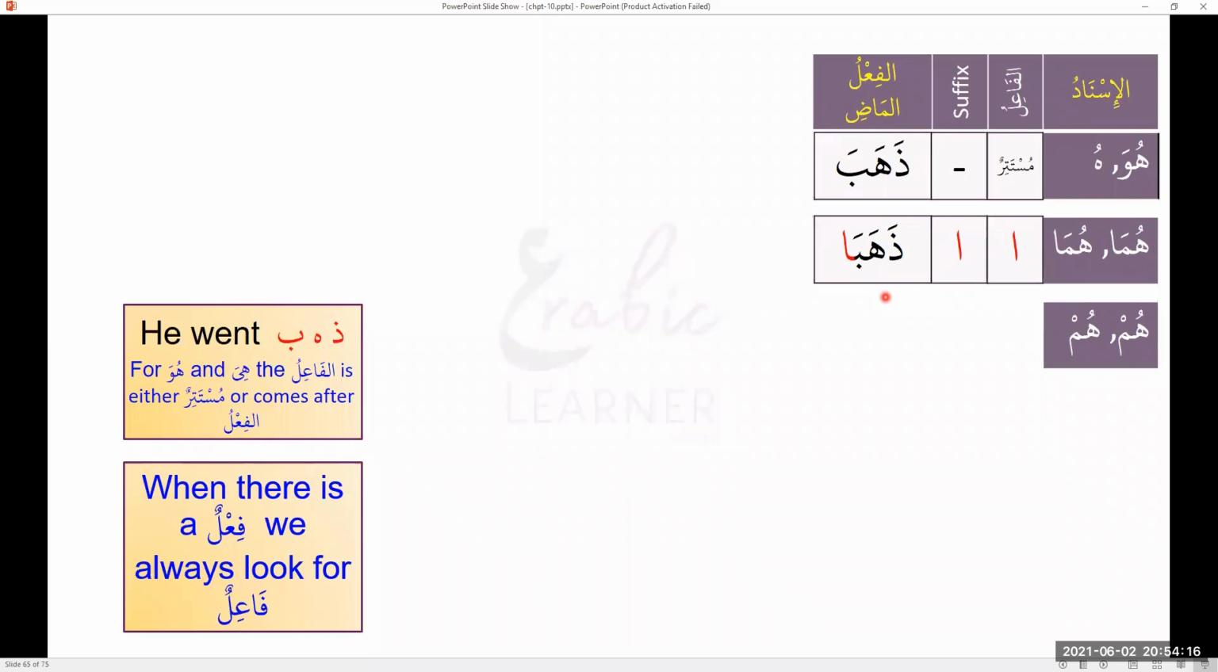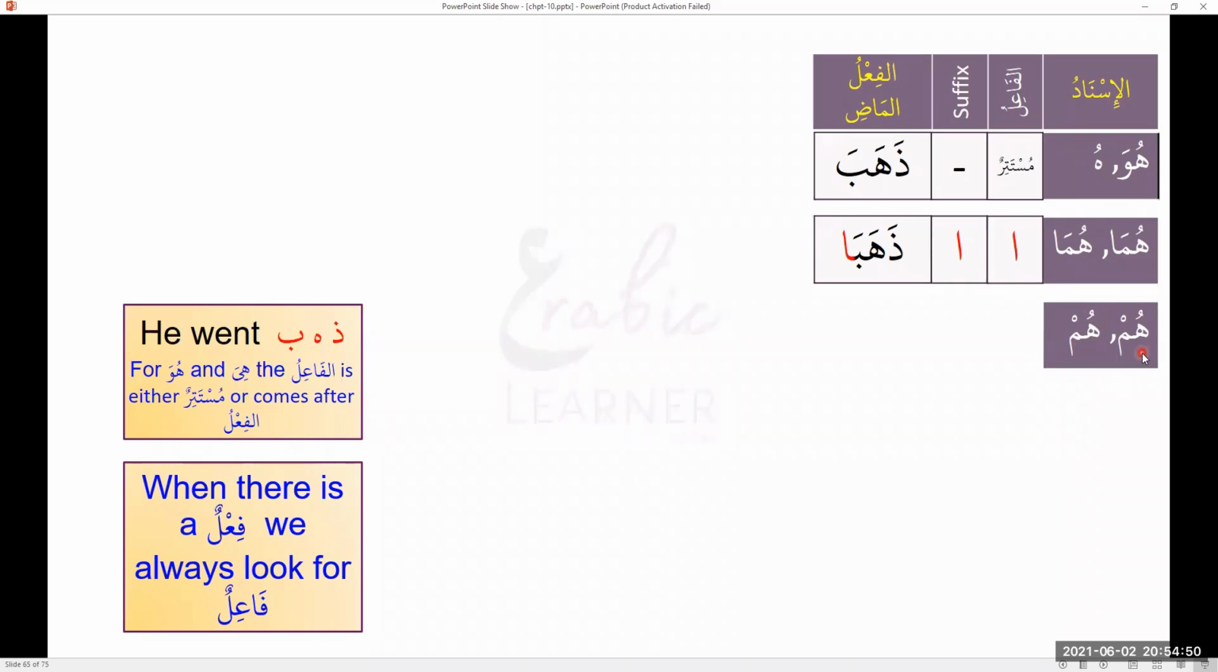This is not alif mamduda. Okay, so this is for dual. The moment zahaba is written, you know that the fa'il here is alif, indicated by alif. So zahaba, or you can say the fa'il is huma, means they two.